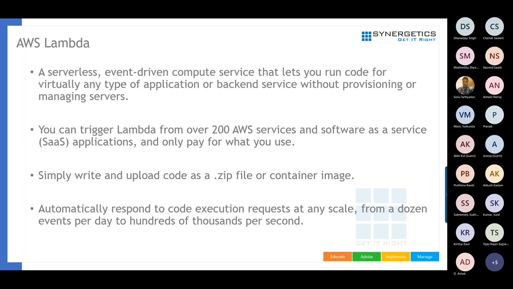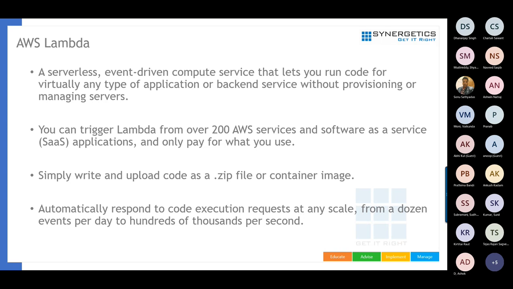You can simply write and upload the code as a zip file or a container image. Means if I want to deploy my AWS Lambda, you can create the application and publish it as a zip file and then upload that zip file. Or you can even containerize this application and then upload or deploy this Docker image inside the AWS Lambda.